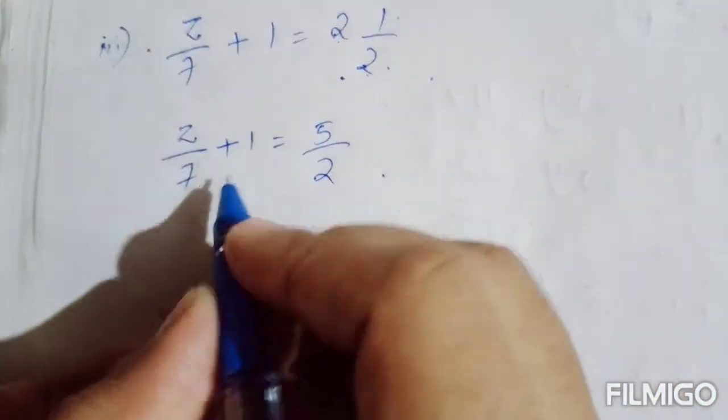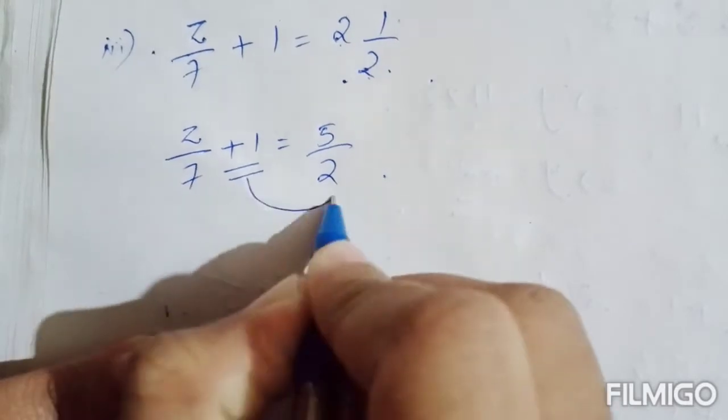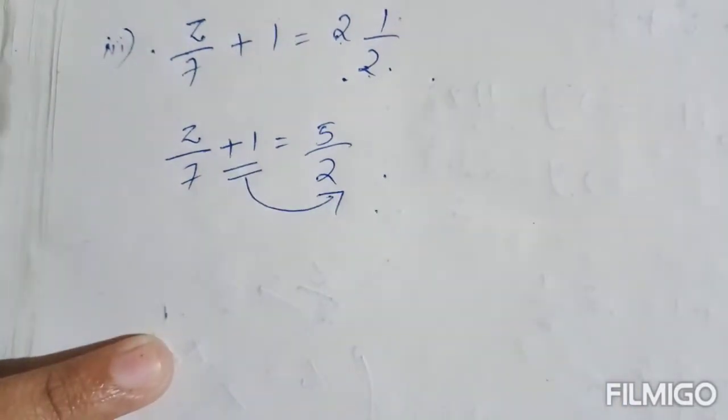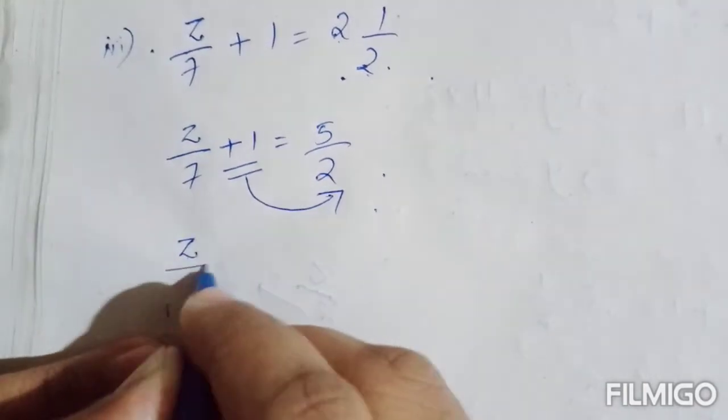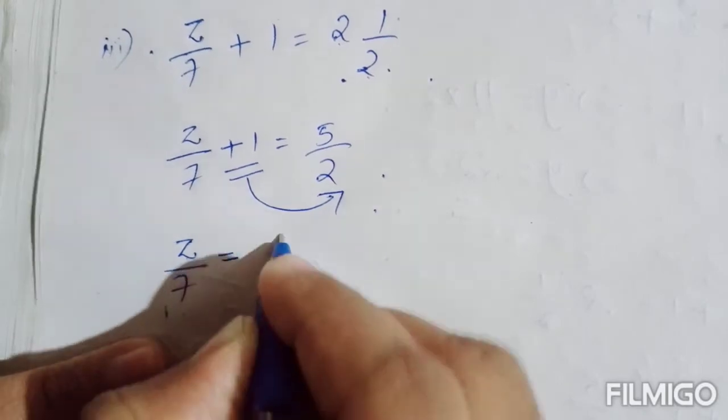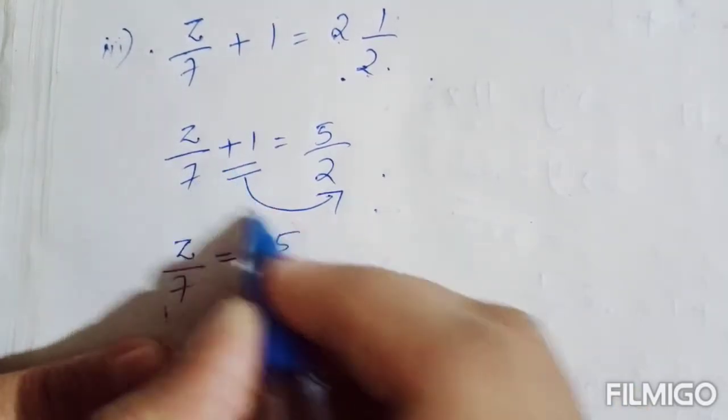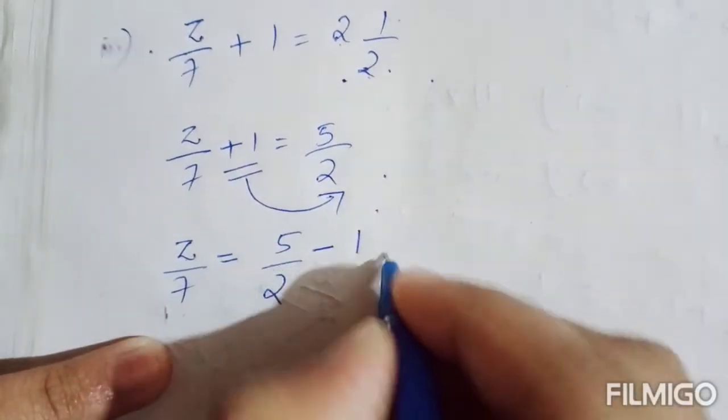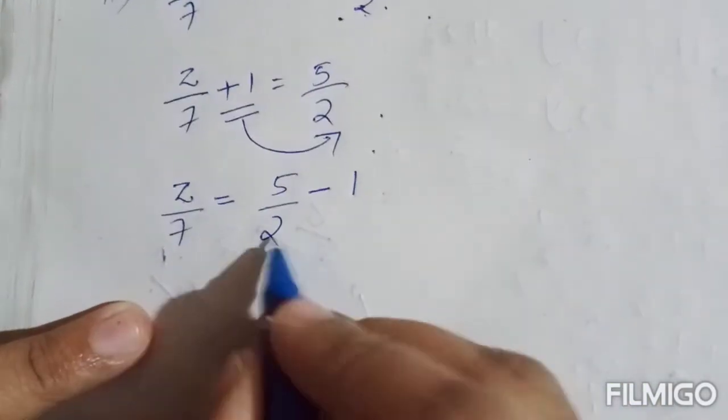Next, we are transferring this positive 1 to the other side. We know that positive on taking to the other side will be negative. Okay. So z by 7 equal to 5 by 2. This plus 1 on taking to the other side will be minus 1. Okay. Now let us solve this.